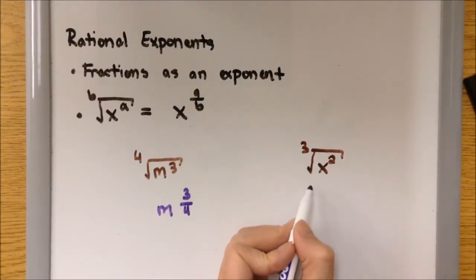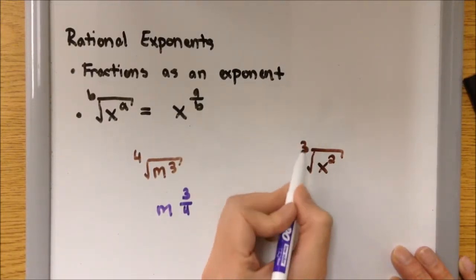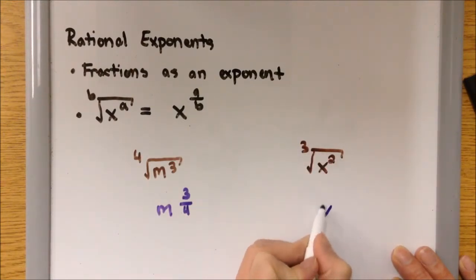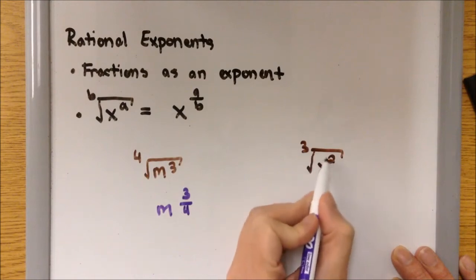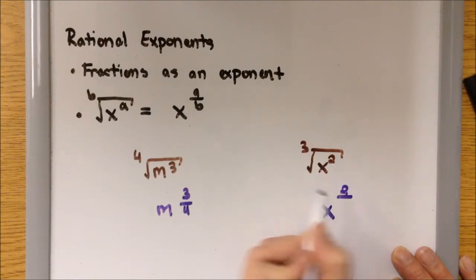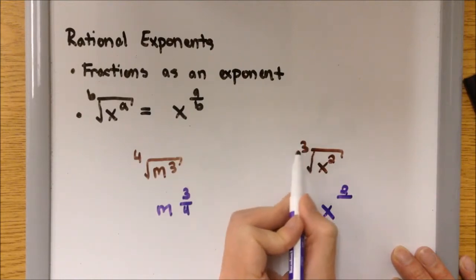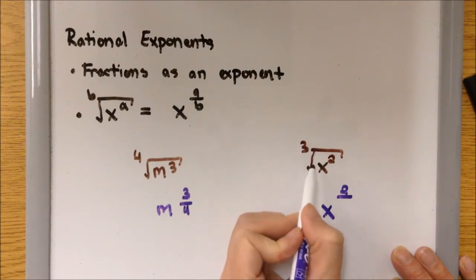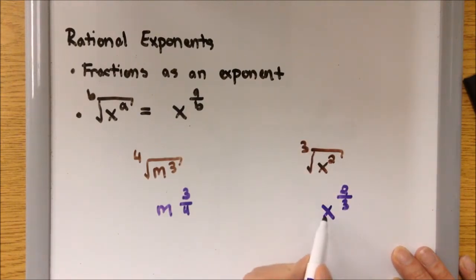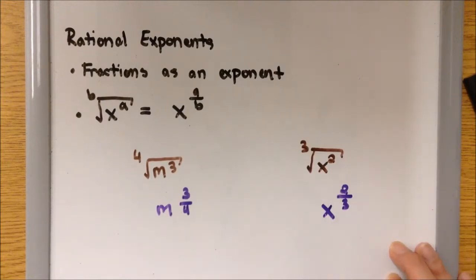Over here, our second example, it's the cube root of x squared. So our variable is x. Now I'm using the exponent inside the root, which is squared, so I'm going to put 2 on the top, and I'll put it over the number that's outside the radical, outside the root, which is 3, so I'll put 3 as your denominator. So x to the power of 2 over 3. So that's our rational exponent right here.